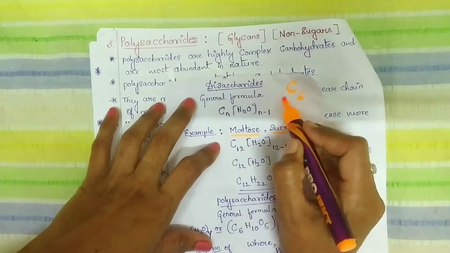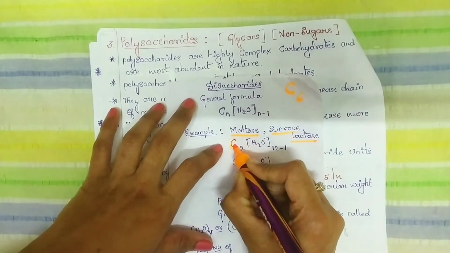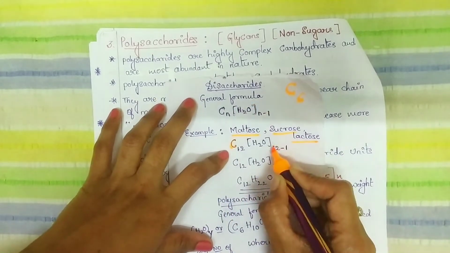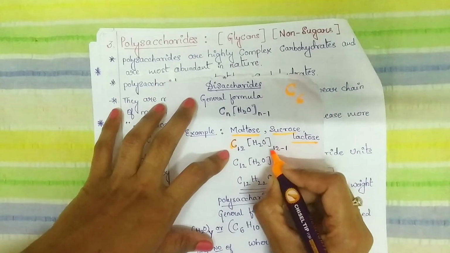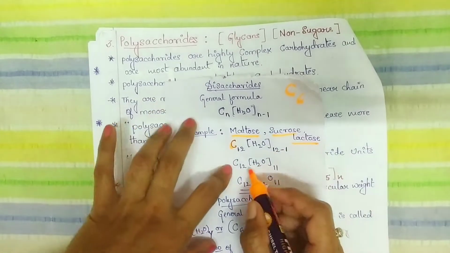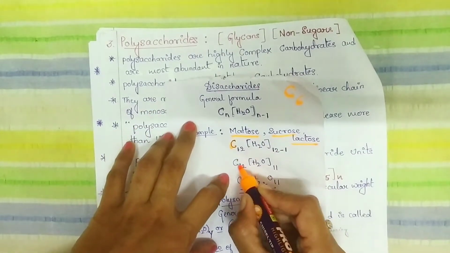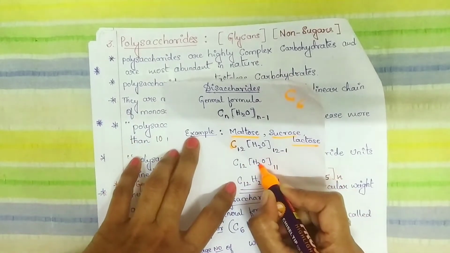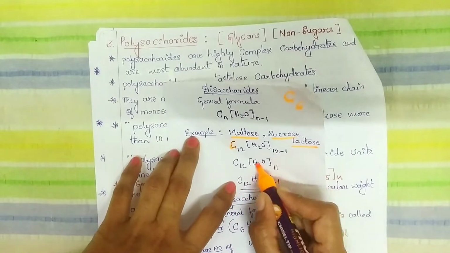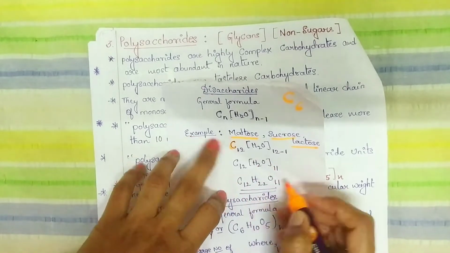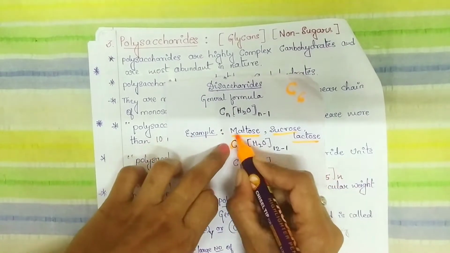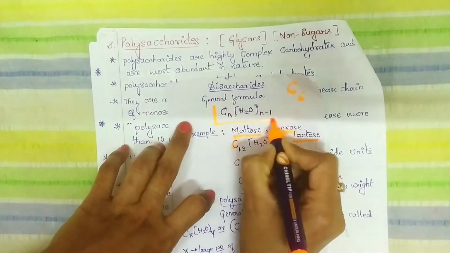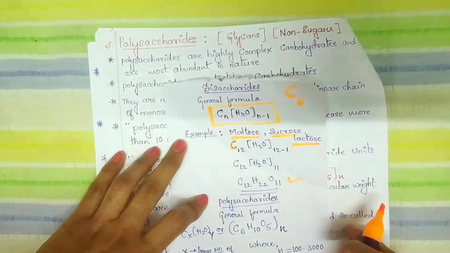In di, meaning 2, it will be double. That's why C12, and then H2O, here the n is 12, so that's why 12 minus 1. So the next step, C12(H2O)11, 12 minus 1 is 11. So when you do the multiplication, C12H22O11. This is the general formula for maltose, sucrose and lactose. You have to remember this formula for the disaccharides.